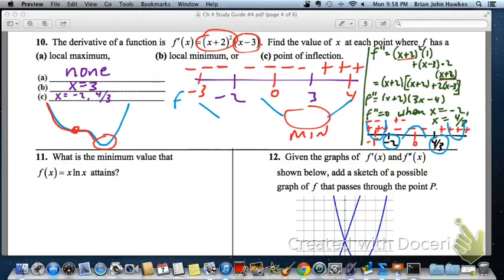Okay, so there we have our two values for x when we have inflection points for f. Alright, so let's try number 11 here. We're only at the 6-minute mark. What is the minimum value that f of x attains?